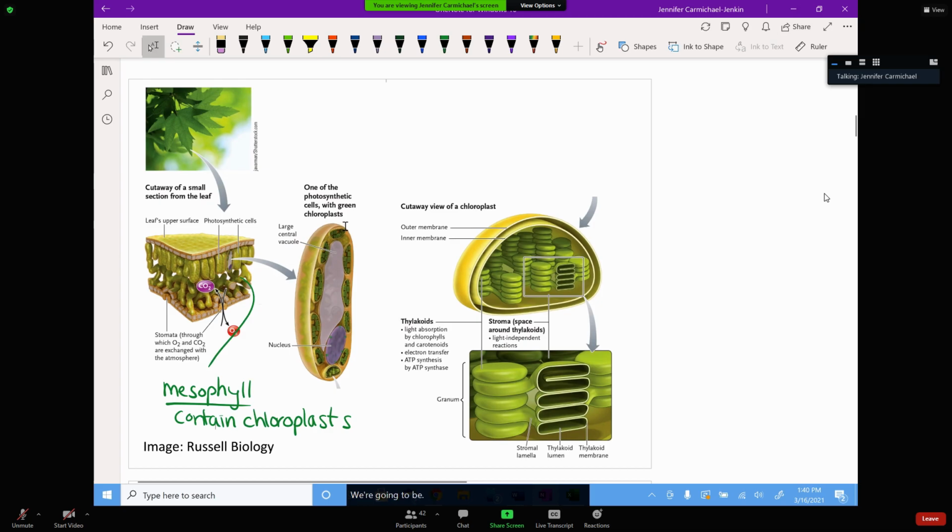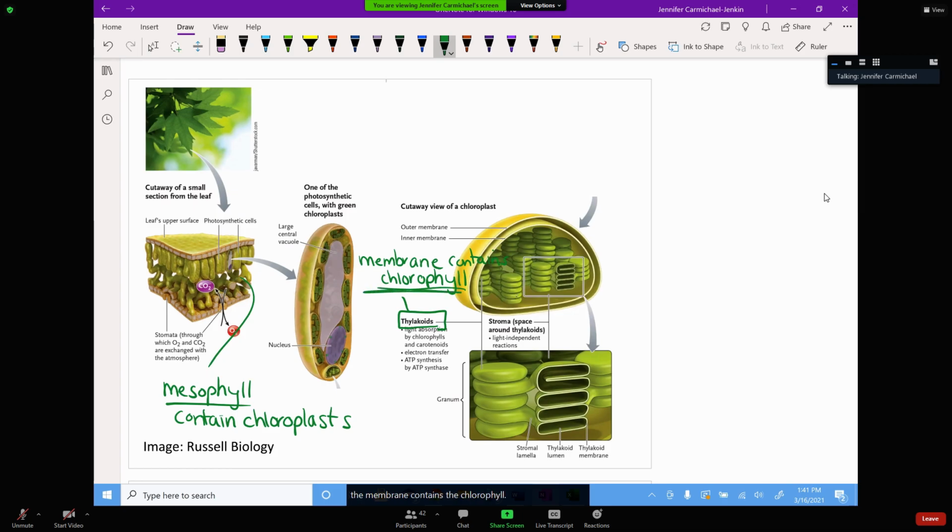We're going to be zooming in on a chloroplast. We've already looked at this structure. We have an outer membrane. We have an inner membrane, and we have these little stacks, these little green discs. These discs are called thylakoids. And in the thylakoid membrane is where the chlorophyll is. Okay, so the membrane contains the chlorophyll.